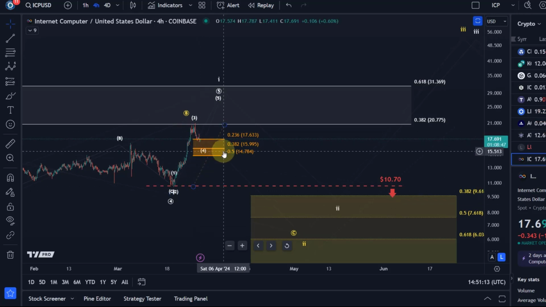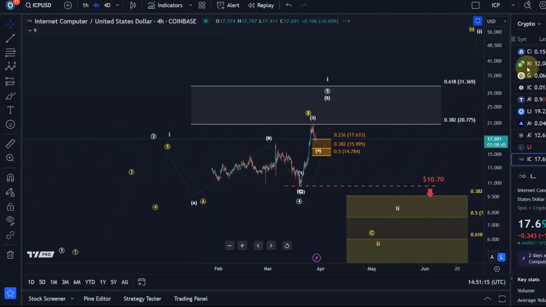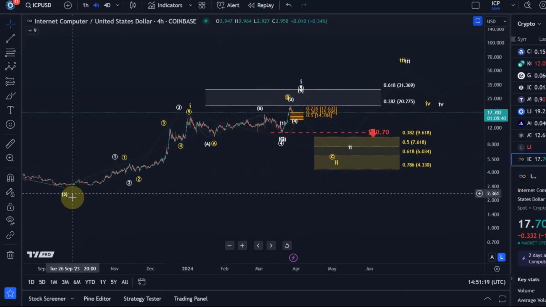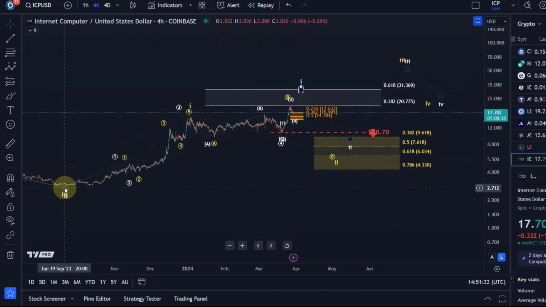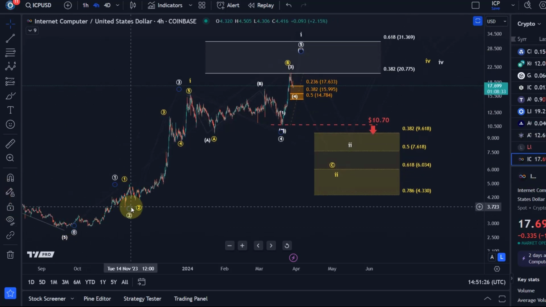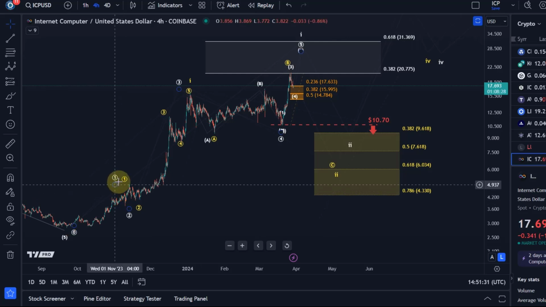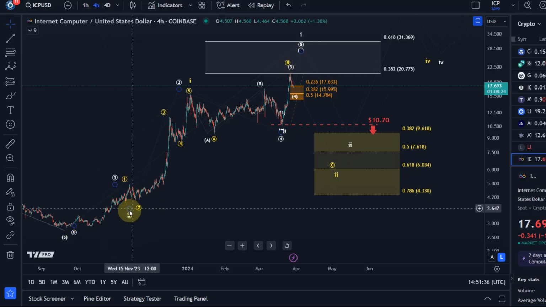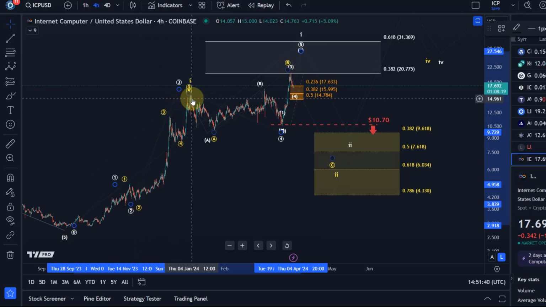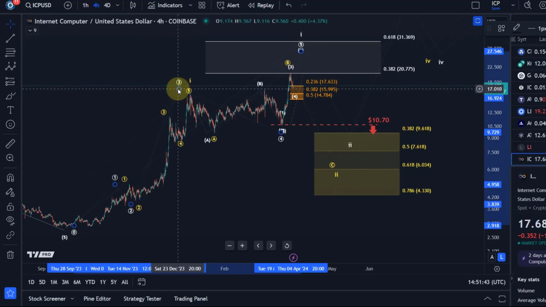Let me explain this structure. In my interpretation, the white wave count is in control. It's a 5-wave pattern that developed since the September lows. So we had this wave 1 initially, this wave 2. They are very difficult to decipher, but I assume wave 1 topped and wave 2 sits around November. Then we had a third wave to the upside, which topped in early January around $16.60.